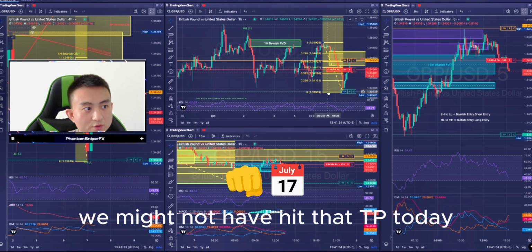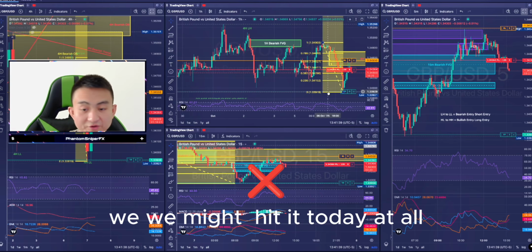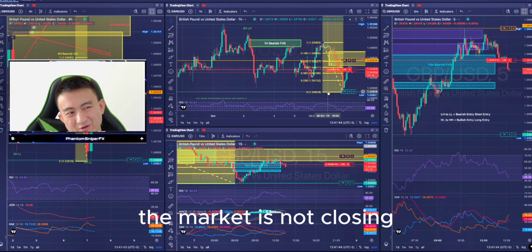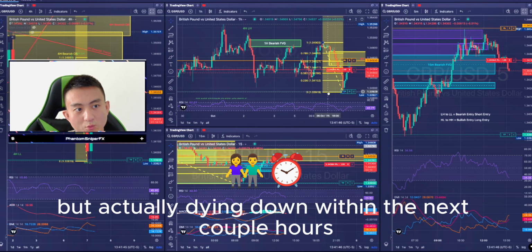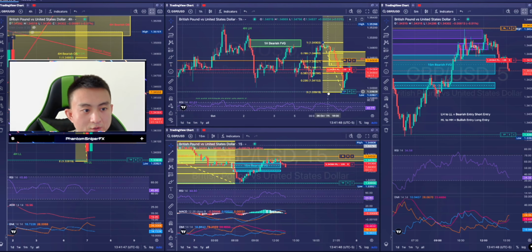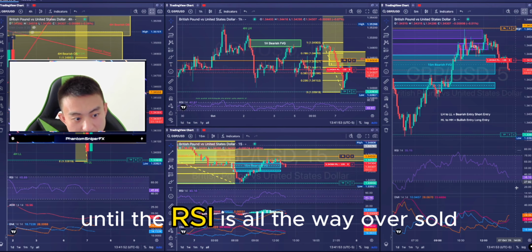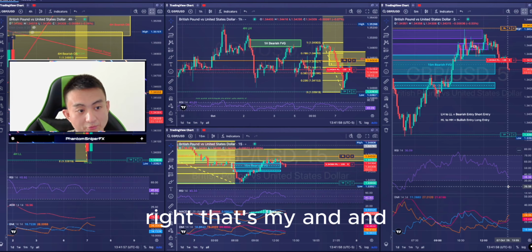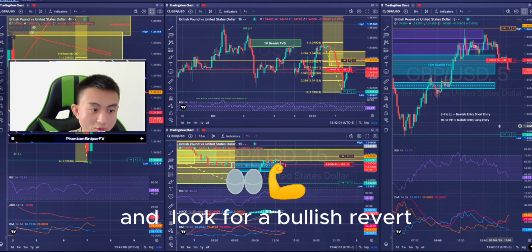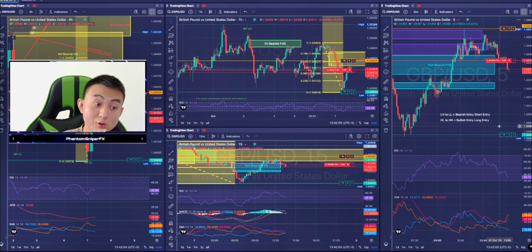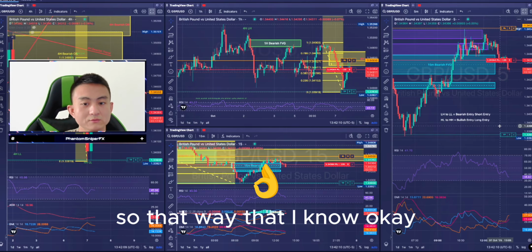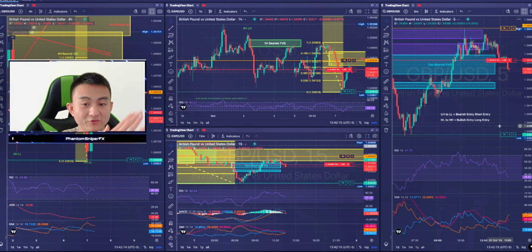Realistically speaking, we might not hit that TP today, because the market is, well, not closing, but actually dying down within the next couple hours. So we're going to wait till the RSI is all the way oversold, right? And look for a bullish reversal signal on the candlestick, so that way I know, okay, we're getting out of the sell that way.